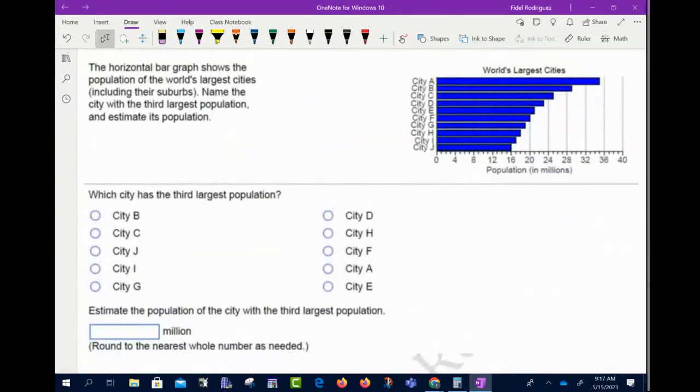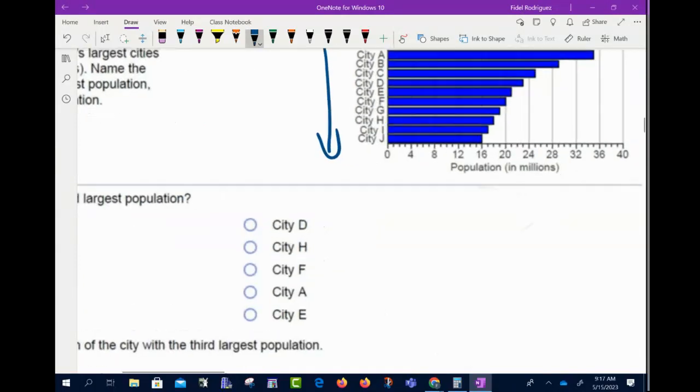Okay, let's see. Here's the next one. And it says the horizontal bar graph shows the population of the world's cities, including their suburbs. Name the city with the third largest population and estimate its population. So y'all, we don't want the biggest one. We want the third biggest one. But aren't they in order from the biggest to the smallest going down this way? So which is the third biggest one? City C.